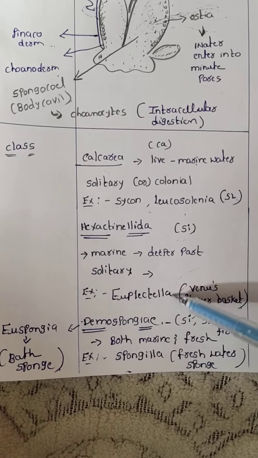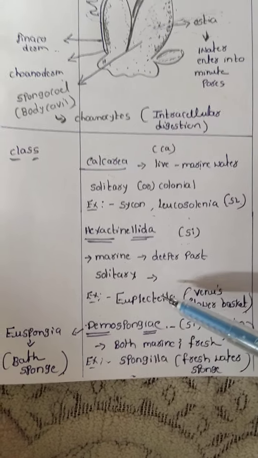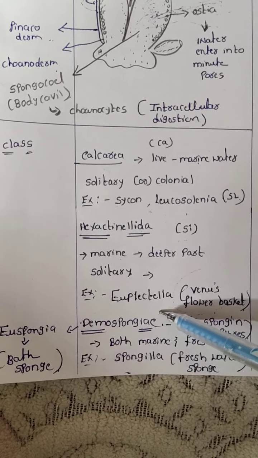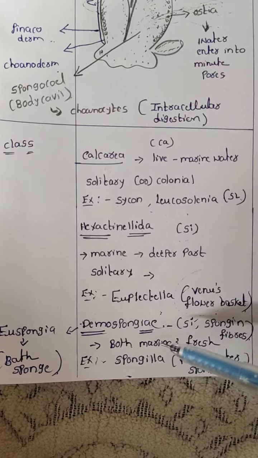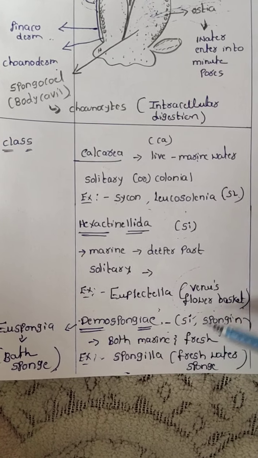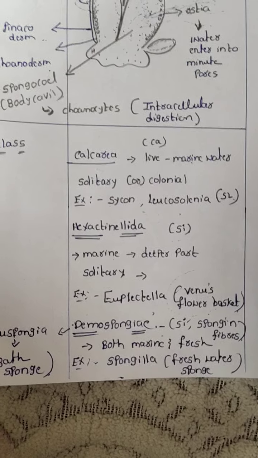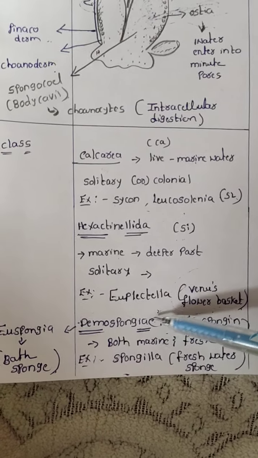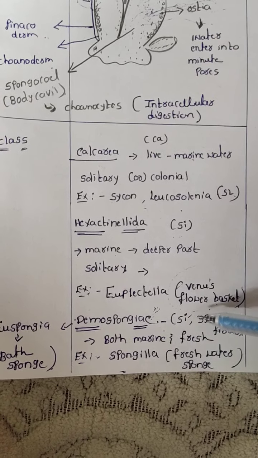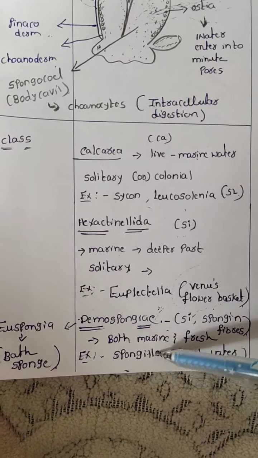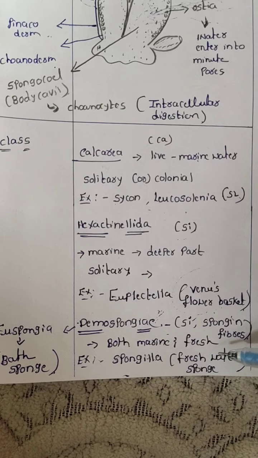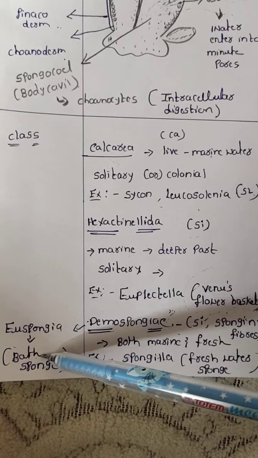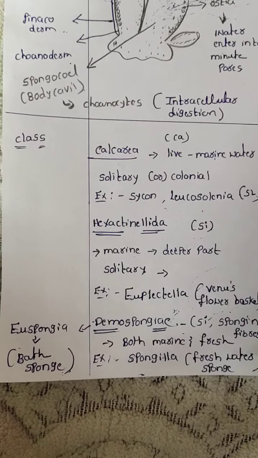You have to remember this common name. That's why Euplectella is commonly called what? Venus flower basket. And another one is Demospongia. Most of the organisms can live in marine water and fresh water. That's why in Porifera, in which class can organisms live in fresh water? Demospongia organisms can live in fresh water. The best example is Spongilla. Spongilla is called a freshwater sponge, and another one is Euspongia. Euspongia is also commonly called a bath sponge.